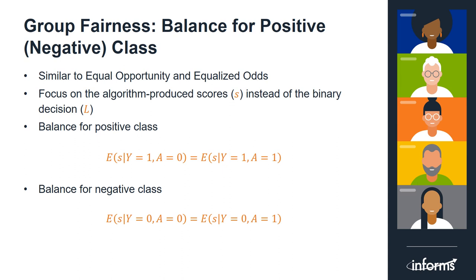Similarly, balance for negative class requires the average scores of the individuals in the negative class to be the same across all demographic groups. That is, the algorithm-produced scores in our loan-granting example should have the same expected value for males who will not repay and females who will not repay. Note that these two fairness notions are defined over the predicted scores, and although the underlying ideas are similar to those behind equal opportunity and equalized odds, there's no clear mapping among these notions, because the mapping from predicted scores to final decisions is quite flexible.